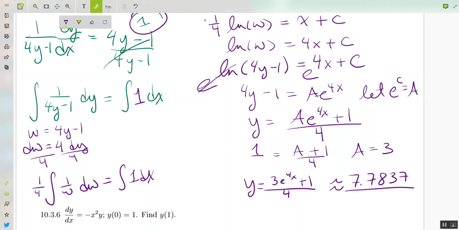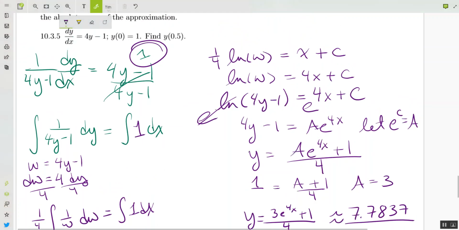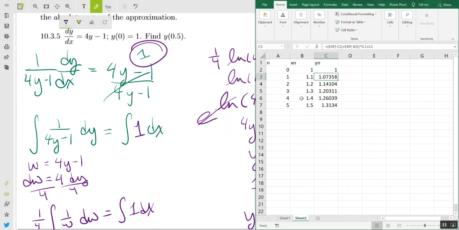Let's see what the actual value is. Or sorry, let's see what Euler's method will tell us it is. So remember, that's our actual answer. Let's use Euler to do this now. So Euler's method, we got this.